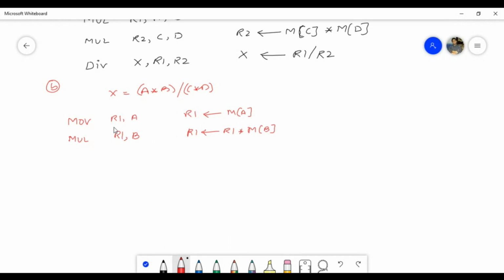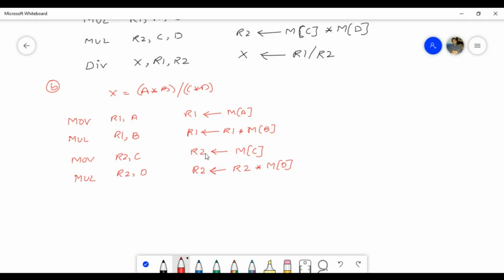Here we only used R1. Same way, move R2 comma C. So R2 implies memory address at C. Now R2 contains C. Then we are going to do the multiplication operation: multiply R2 comma D, which means R2 is updated with R2 cross D. Here we multiplied R1 with B and updated R1, and we updated R2.